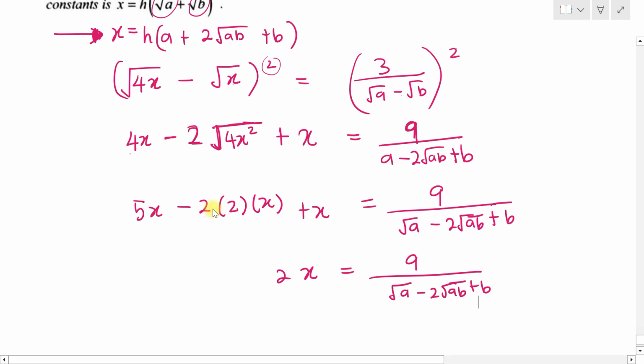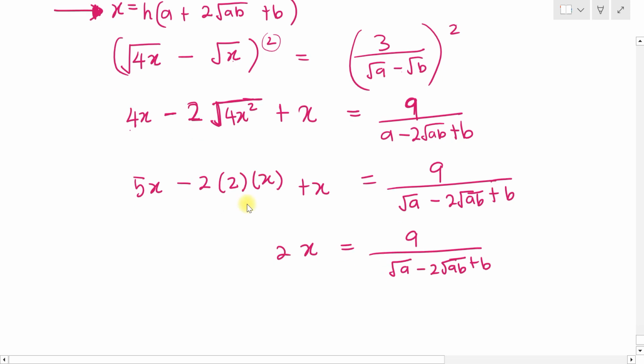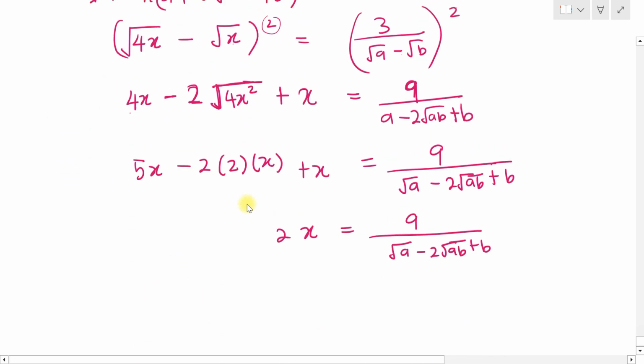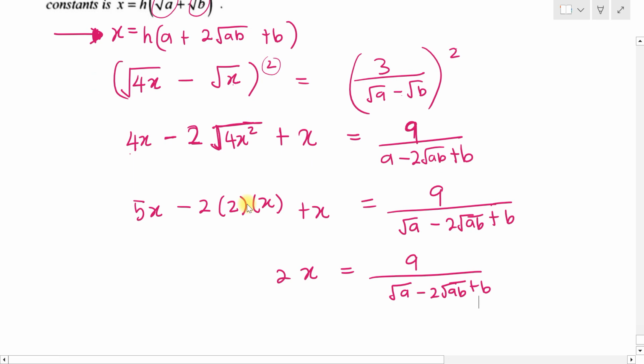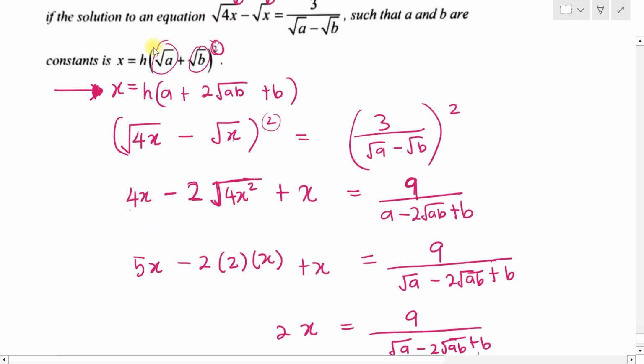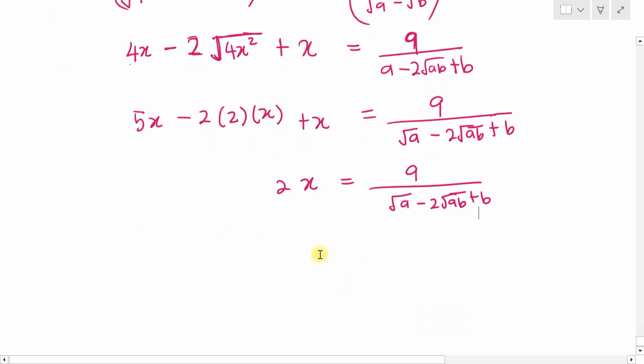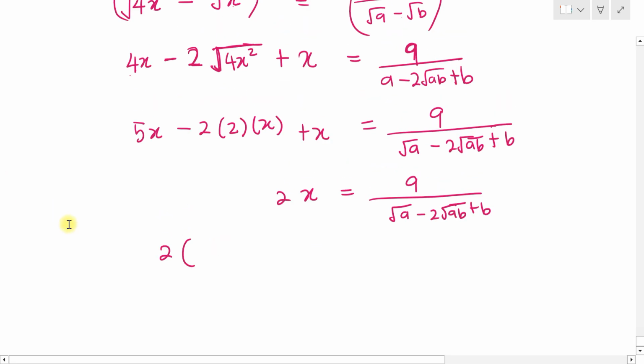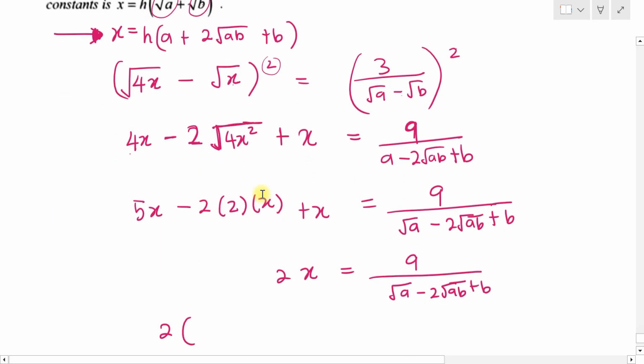Okay. Now, I need to find what? Express h. Okay, express h means, okay, sekarang x tu saya nak ganti pula. 2x. x tu apa dia? Just now you ganti, right? You already find out this.